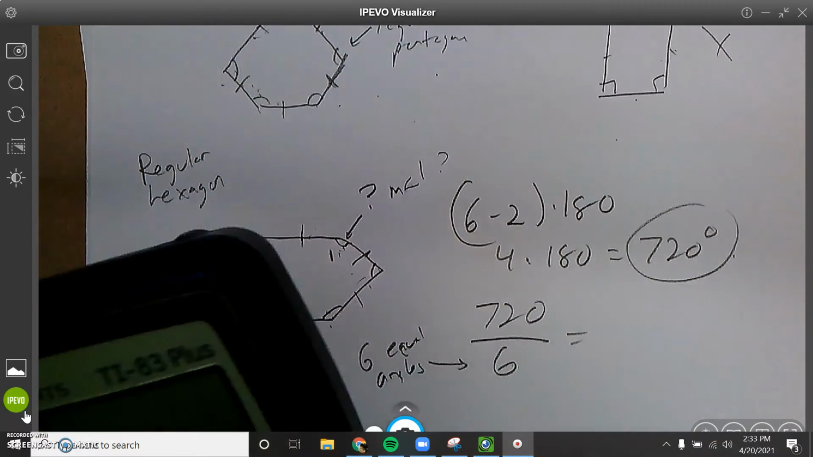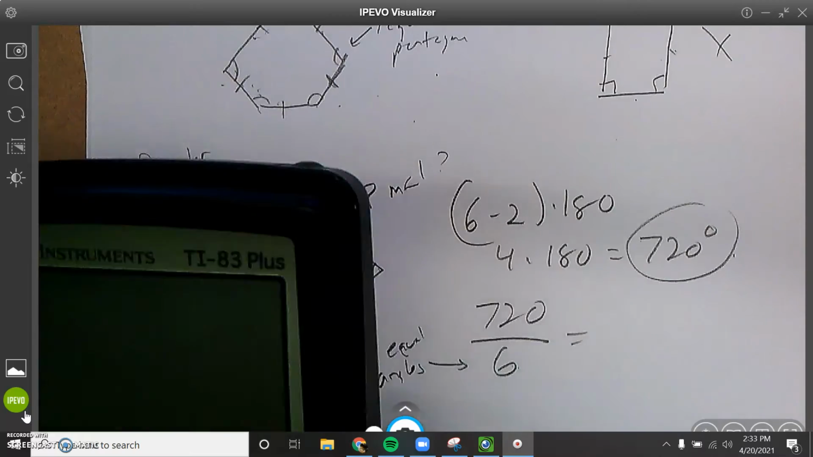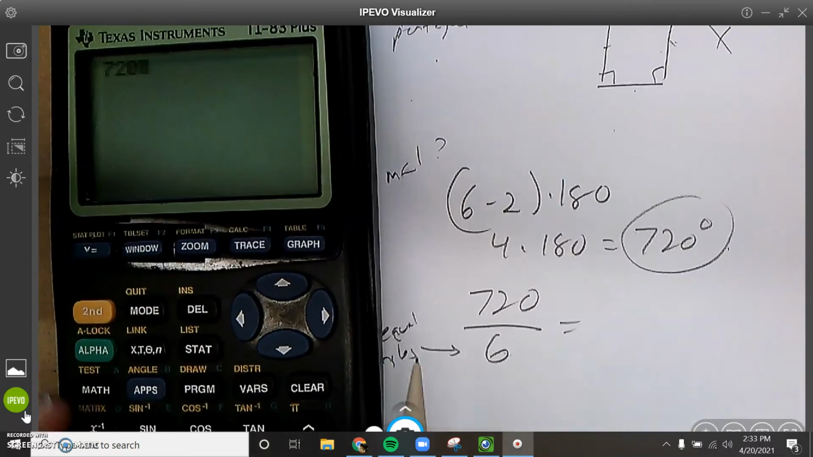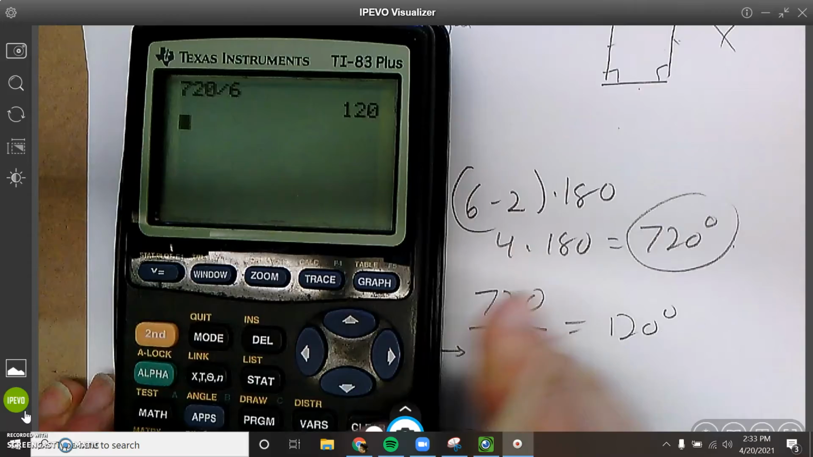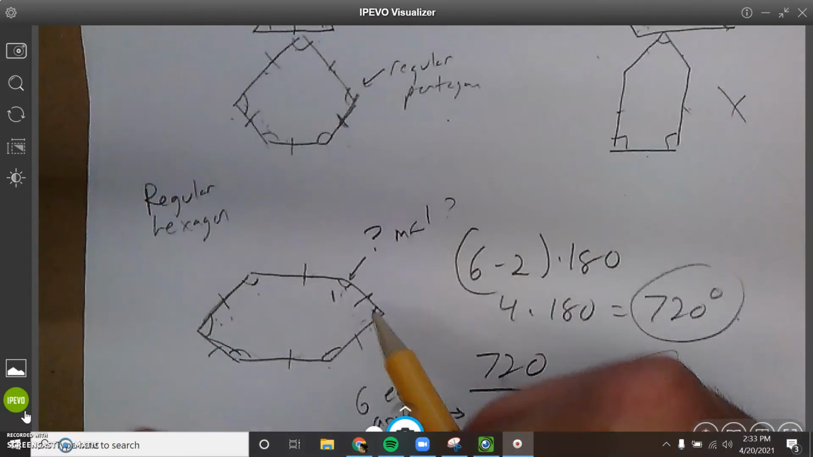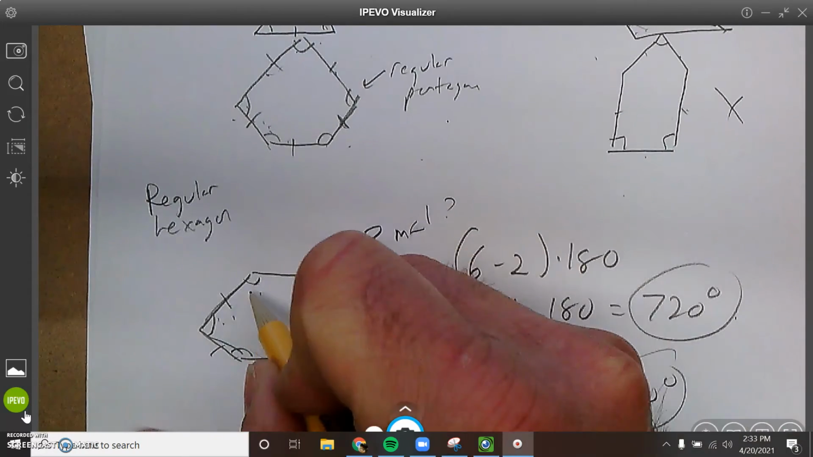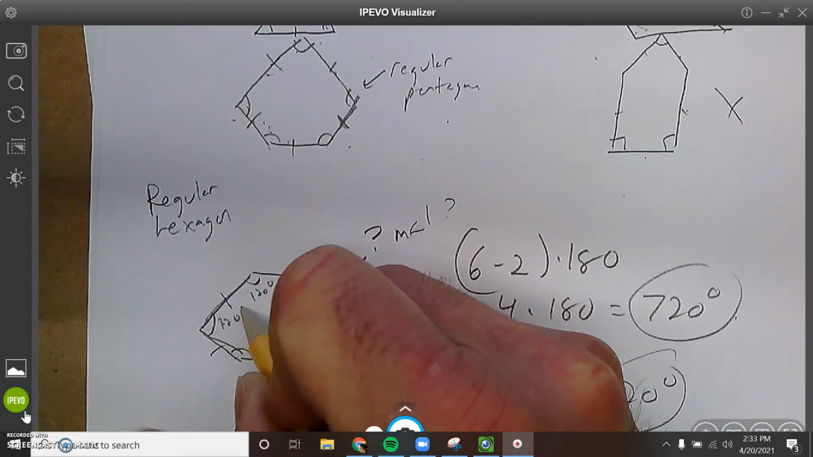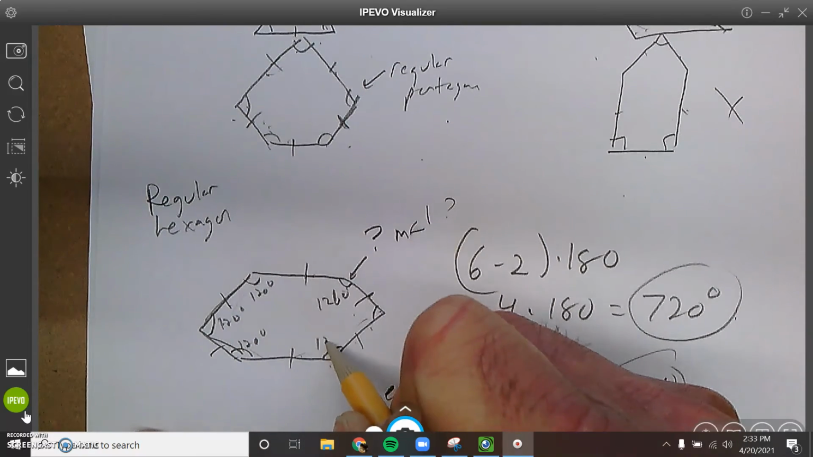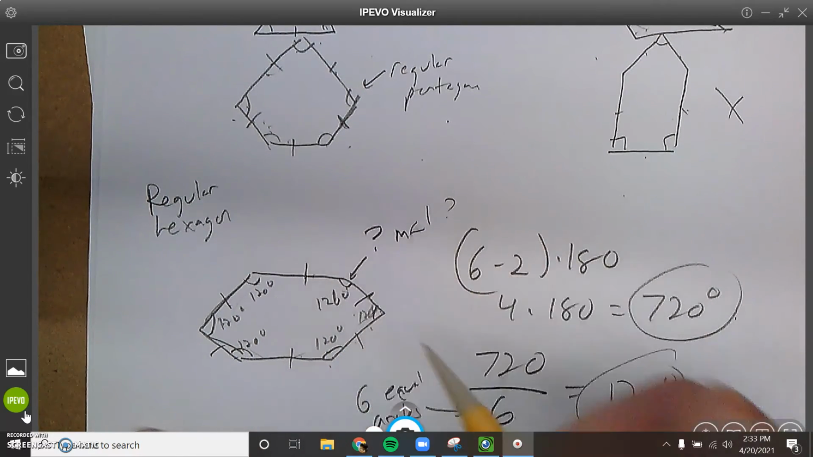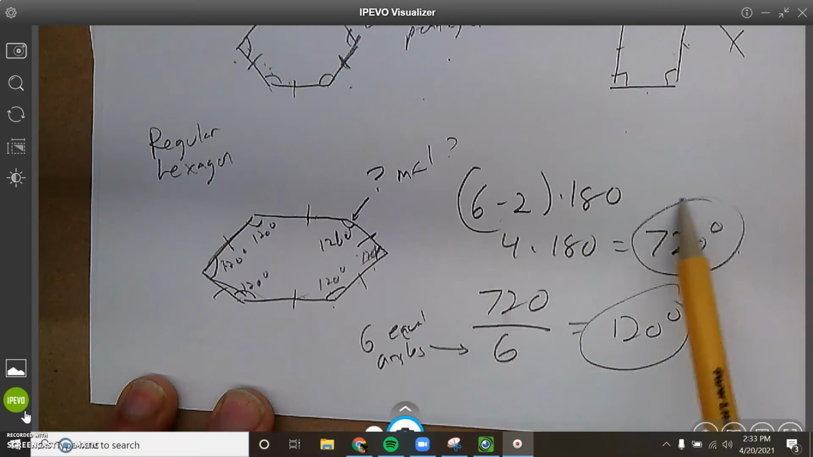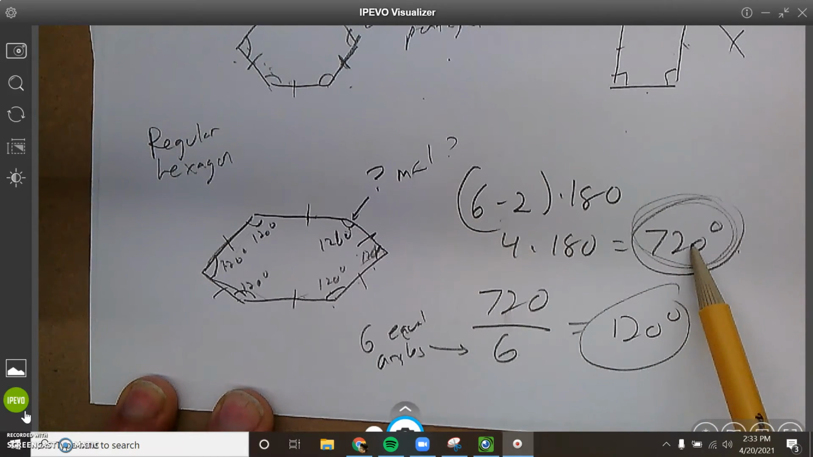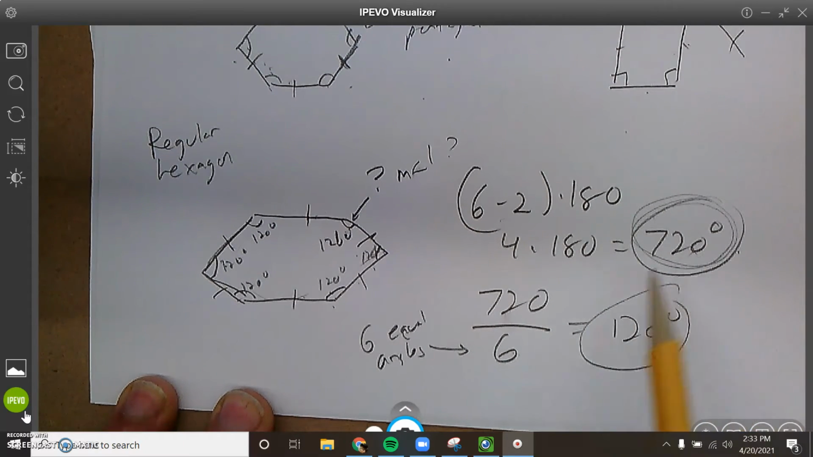So that's going to be 720 divided by 6 is 120 degrees. So every angle here is 120. 120, 120, 120, 120. There you go. So you notice how I figured out the total angles, the sum of all the angles, and I divided by how many angles I have.